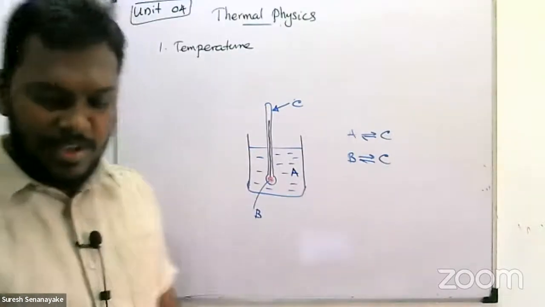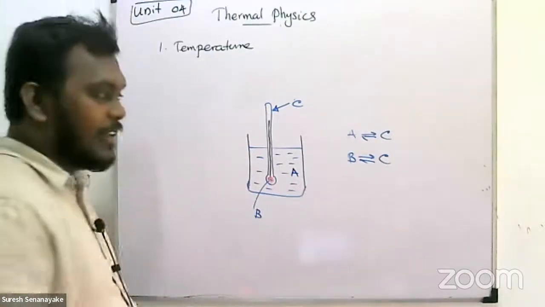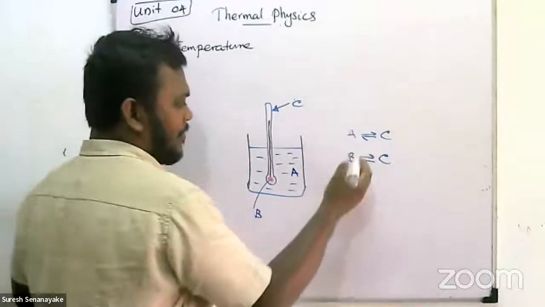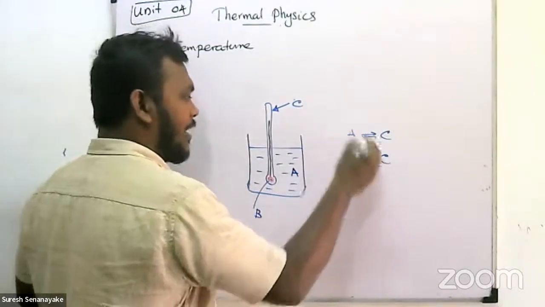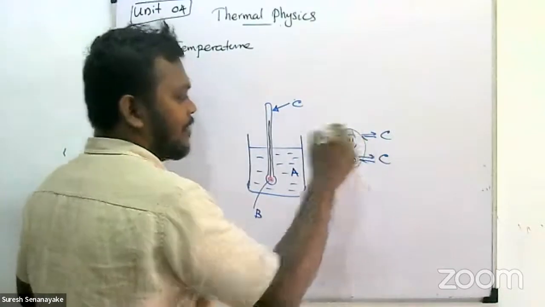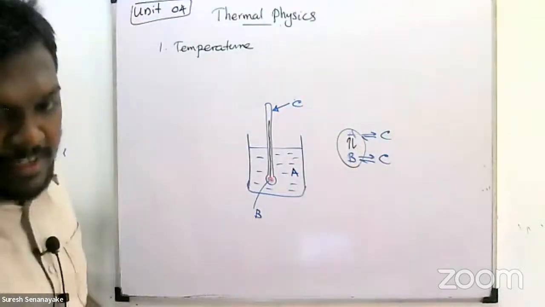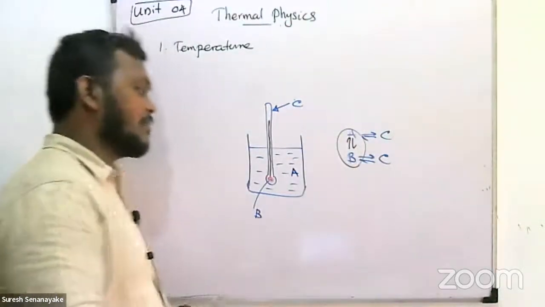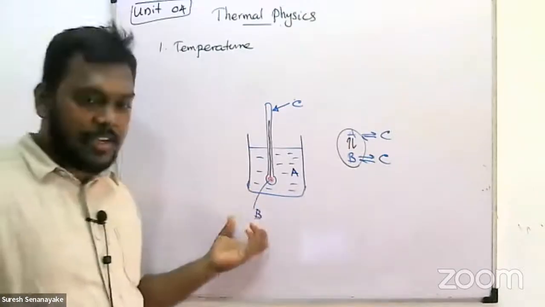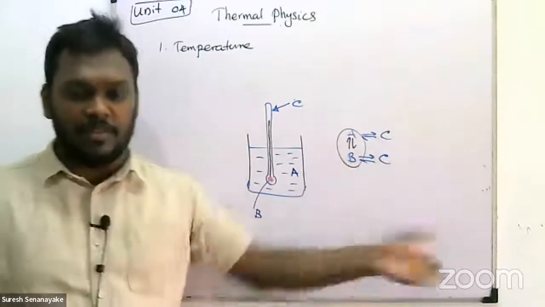So when they become thermal equilibrium, then according to the zeroth law we can say A and C are also in thermal equilibrium. That's why we can say that the temperature shown by the mercury is equal to the temperature of the liquid outside.